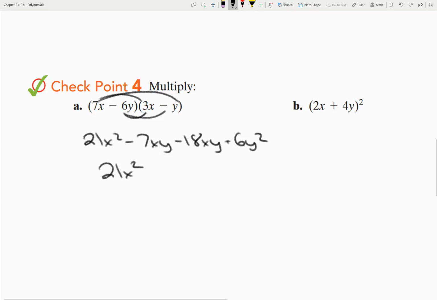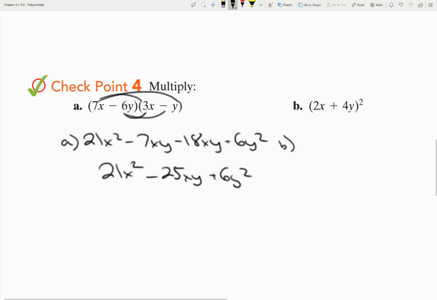18 and 7 gives me a minus 25xy plus a 6y squared. That's part A. For part B, I'm going to use my special technique. I'm not going to write the formula again this time.